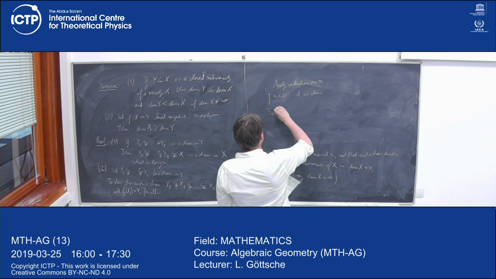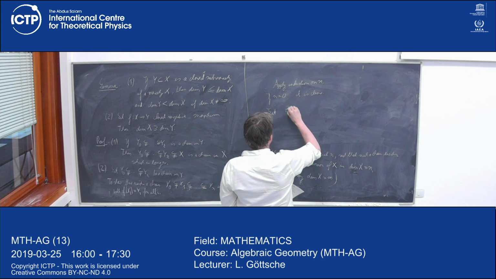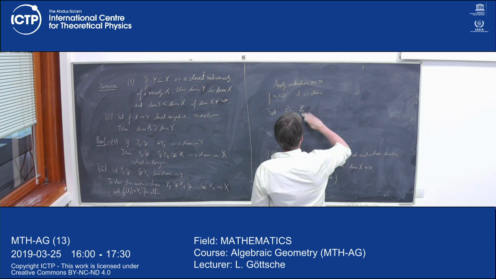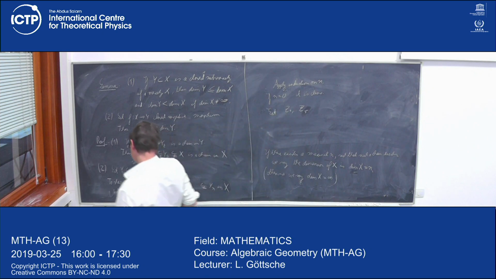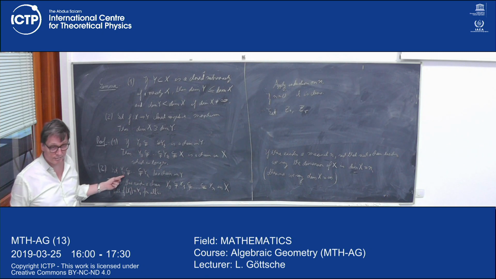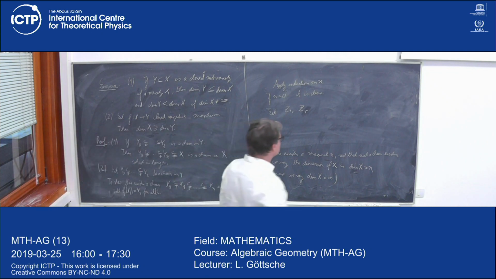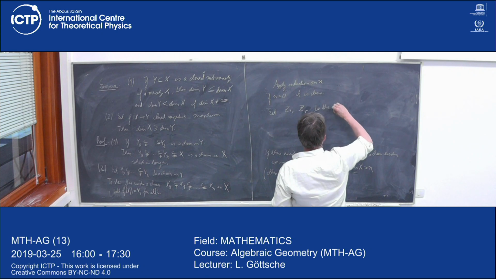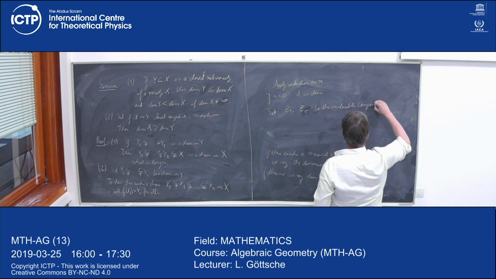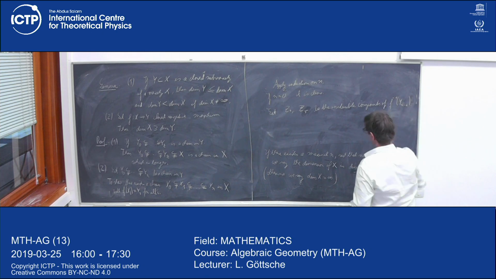So we start with n minus 1. Let z1 to zr be... The point is we cannot just take the preimage of the yi because that would not necessarily be irreducible, but we can take a suitable irreducible component. So let z1 to zr be the irreducible components of f to the minus 1 of y n minus 1.